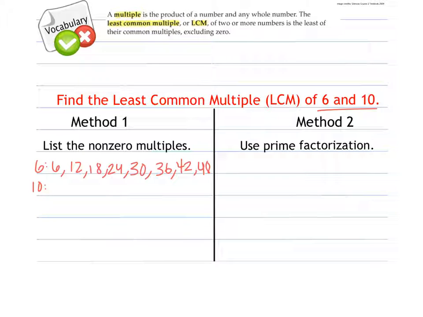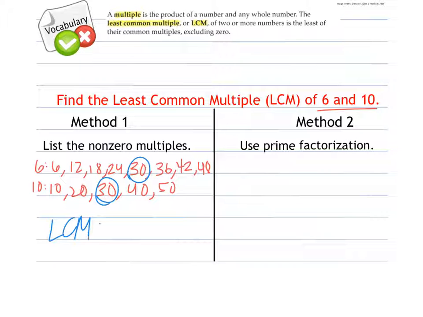So now for 10: 20, 30, 40, 50. Well, if I look, I see that 30 is the smallest multiple that they have in common. So the LCM, or least common multiple, for these two would be 30.